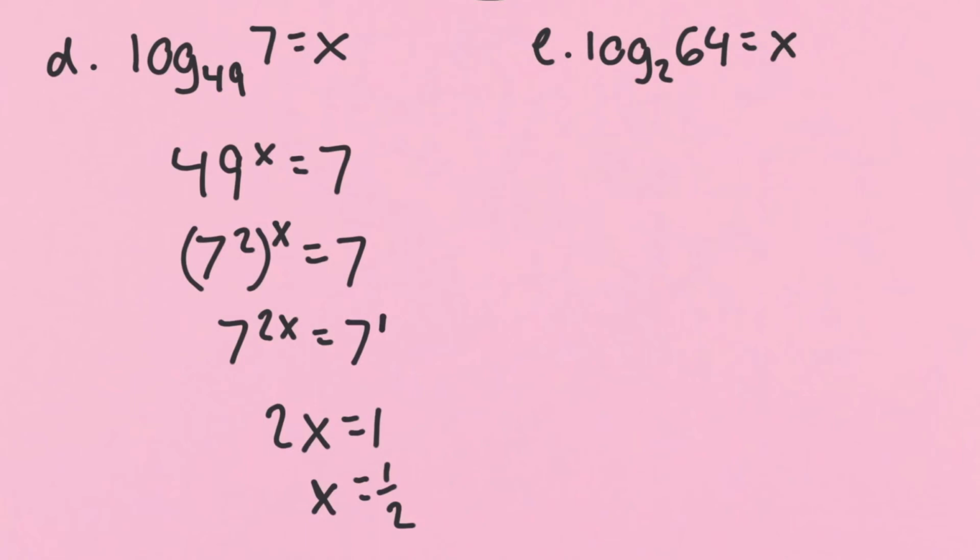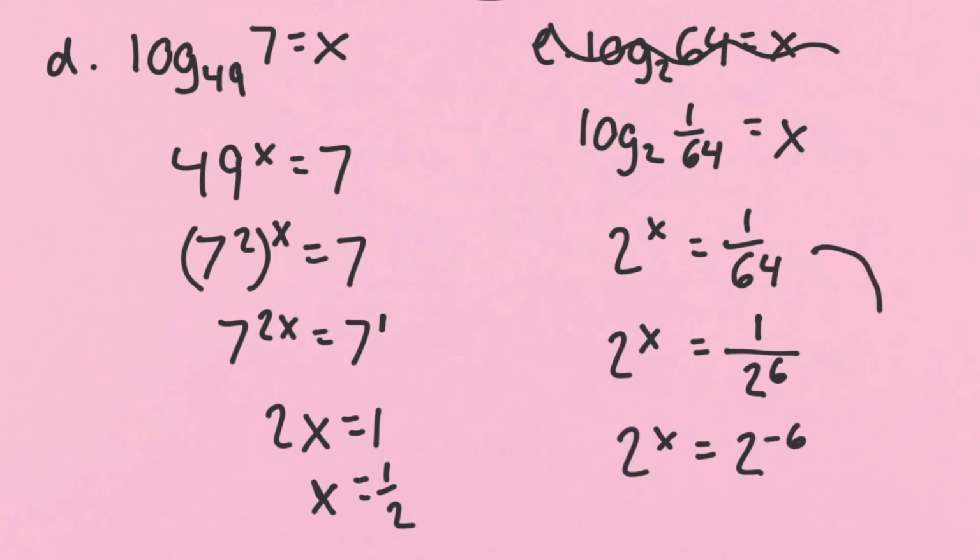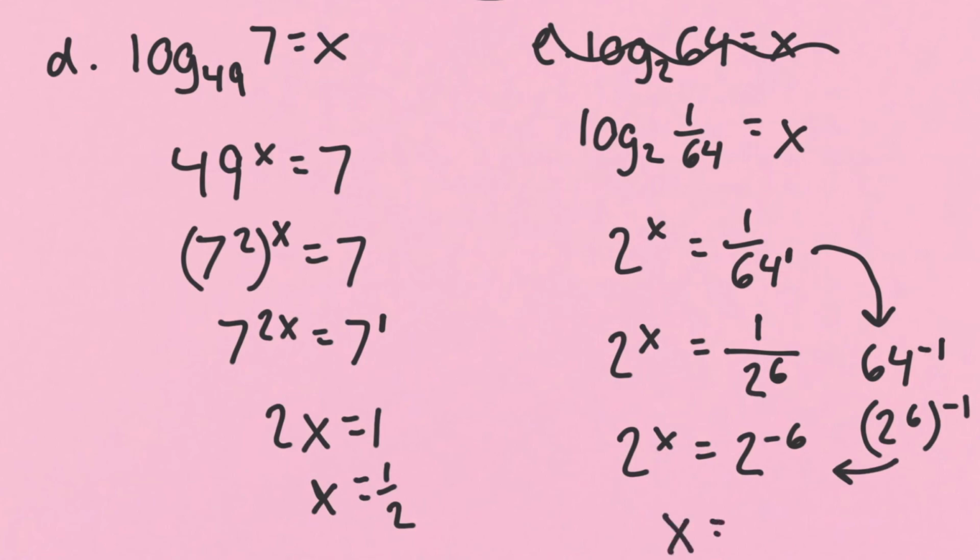And then finally for this one, 2 to the x equals 1/64. Let's try to make the bases 2. 64 is the same as 2 to the 6th, and then you can bring the 2 to the 6th up by making the exponent negative. Another way you could have done that is you could have brought the 64 to the 1 up first, so 64 to the negative 1, and then 64 is 2 to the 6th, so now you have 2 to the 6th to the negative 1, which ends up being 2 to the negative 6. So then we have x equals negative 6.